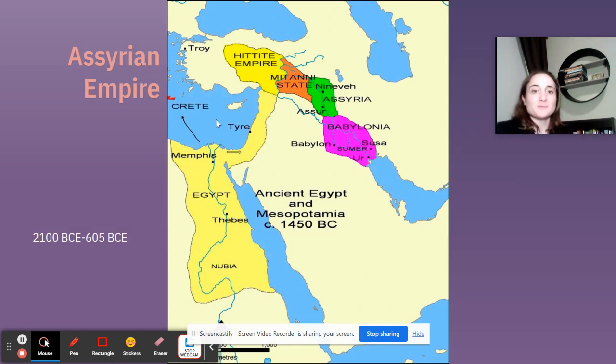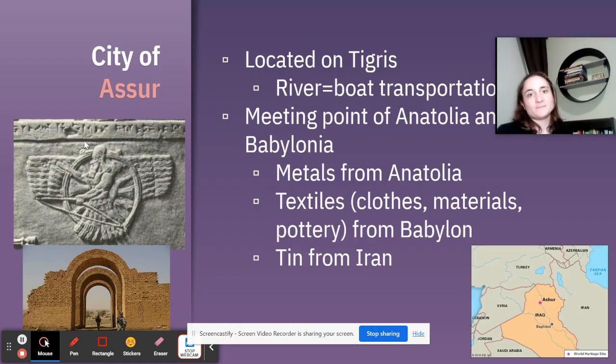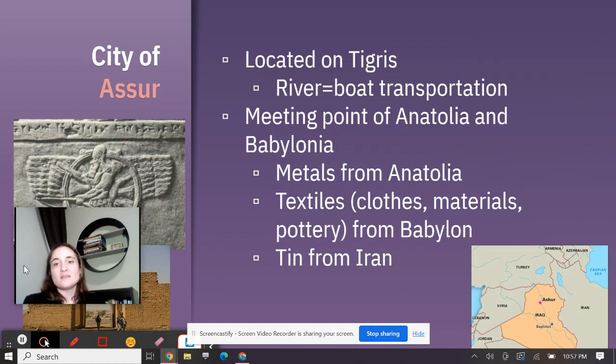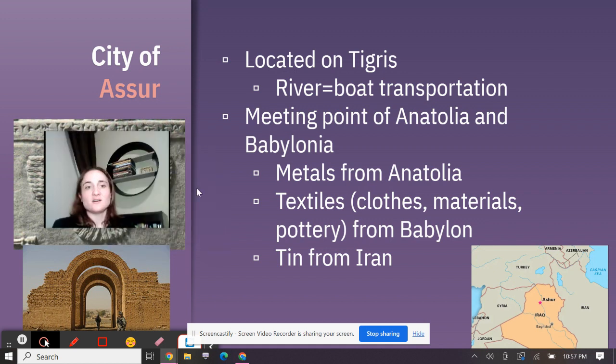So, next up, we're going to talk about the Assyrian Empire, which you can see here is just above Babylonia, and that lasted from about 2100 BCE to 605 BCE. So, the big city is called the city of Assur. It was located on the Tigris. Here's a modern day map with where Assur is located, by the way. So if it was located on the Tigris, that meant that their big transportation was riverboats.